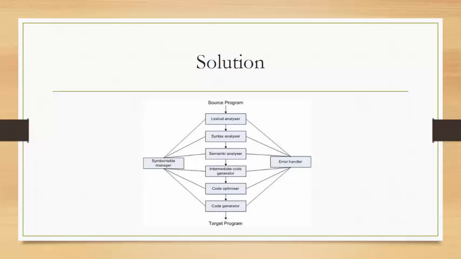This is the block diagram for a compiler, and it shows us the various phases of a compiler: the lexical analyzer, the syntax analyzer, semantic analyzer, intermediate code generator, code optimizer, and the code generator, along with the symbol table manager and the error handler, which helps in converting the source program into the desired target program.